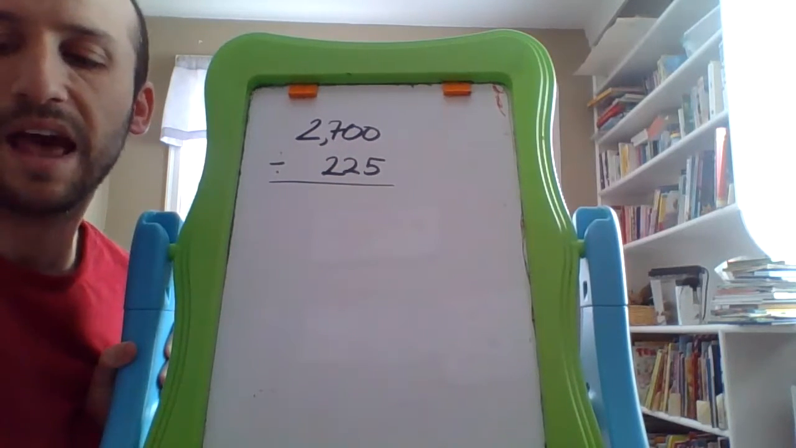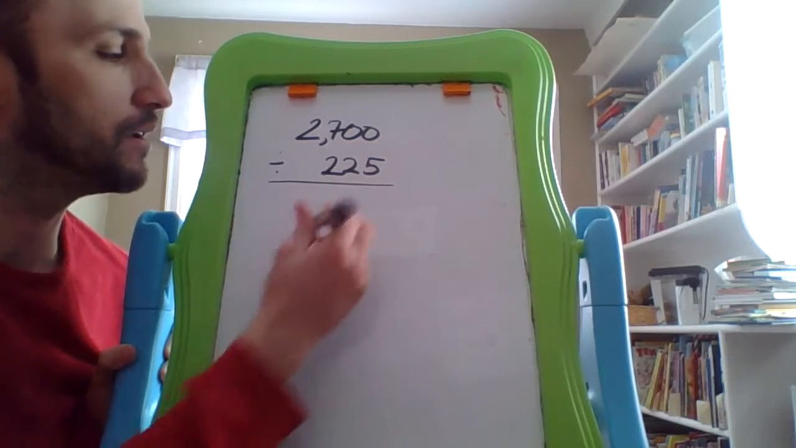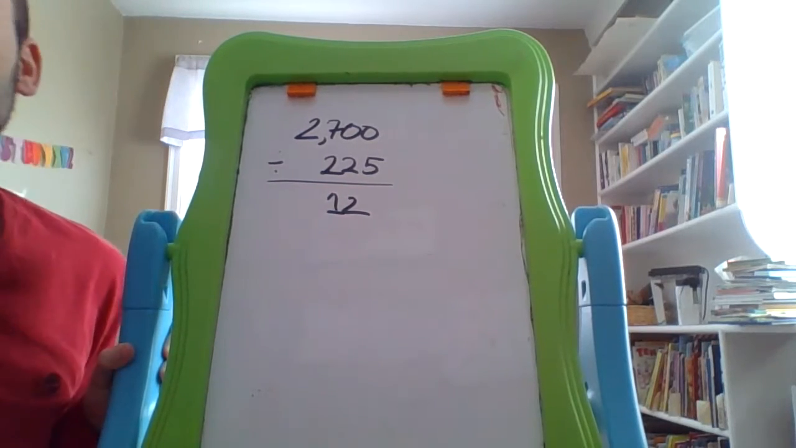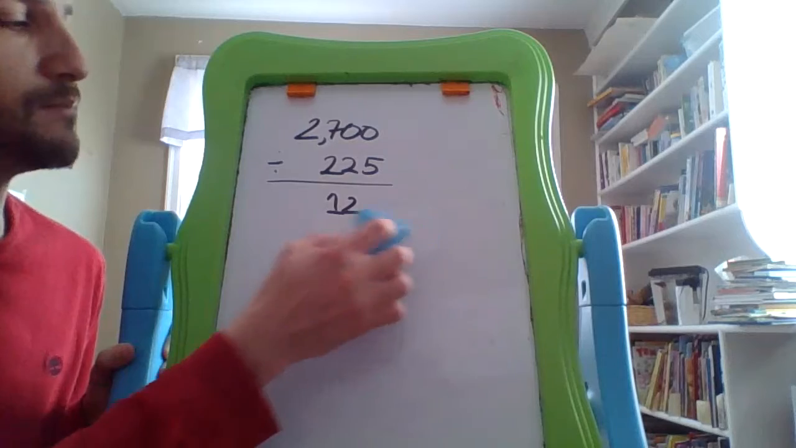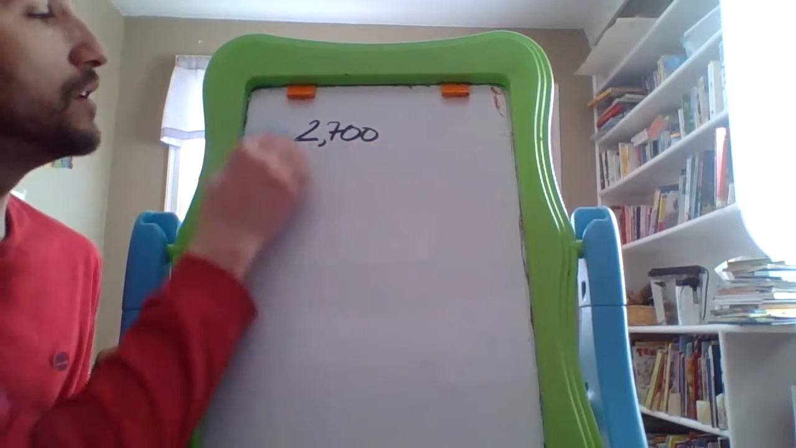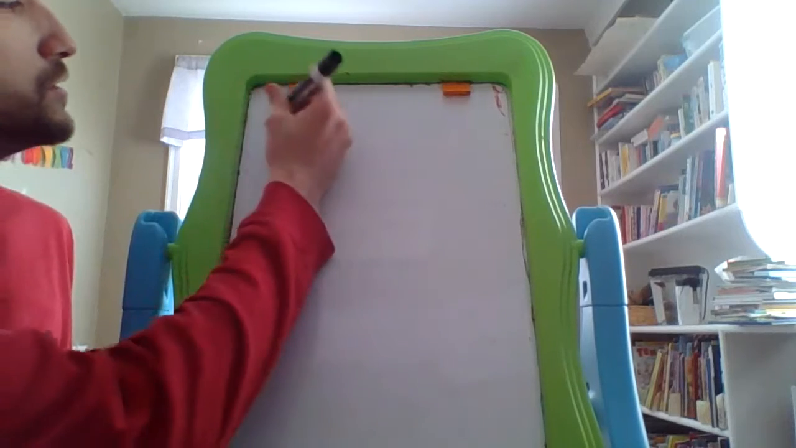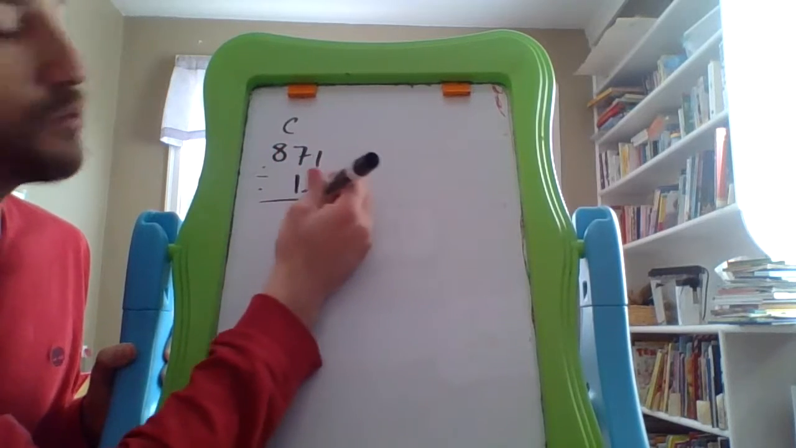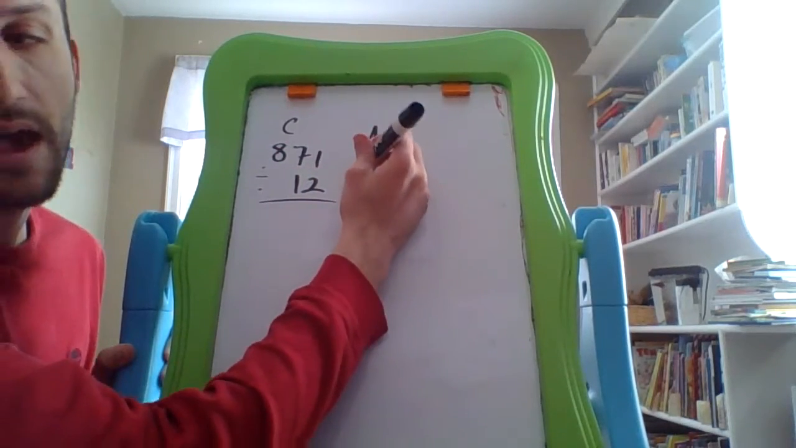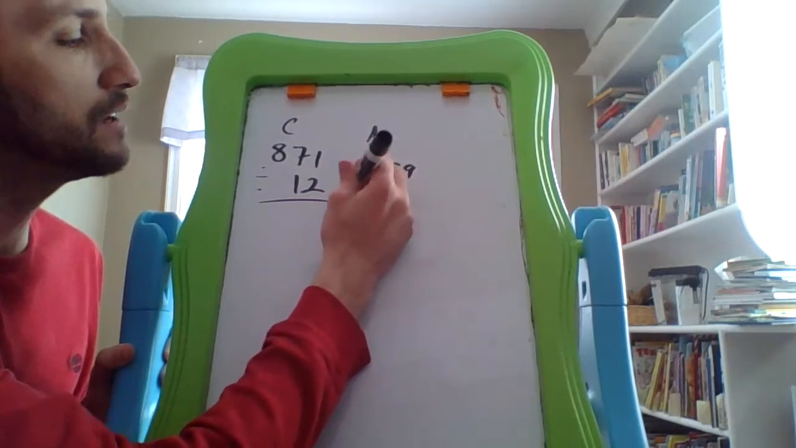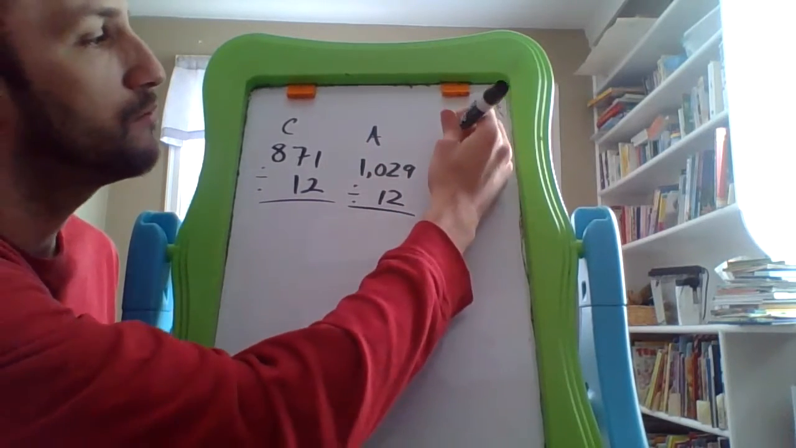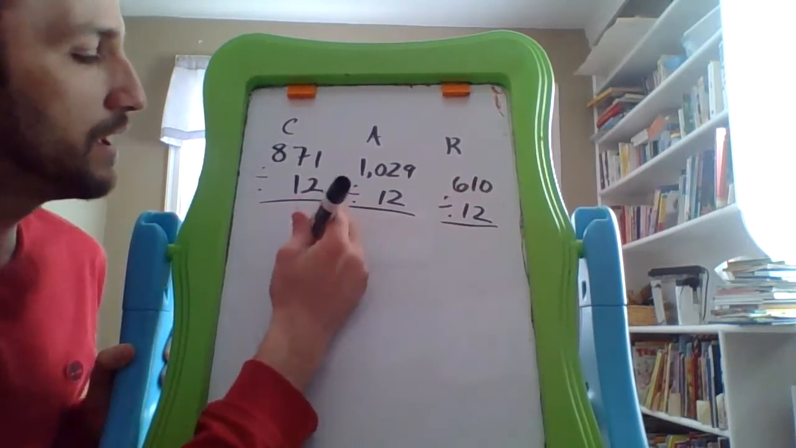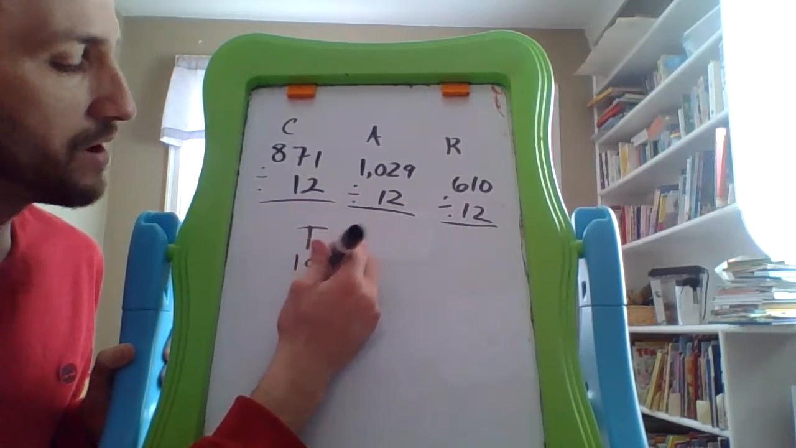So if we divide that, we're going to get our divisor that we're going to be using for the Hill-Huntington method, which is 12. Now what you need to do is take the volunteering minutes and divide them all by 12. Charles had 871 divided by 12, and Amy had 1,029 divided by 12, and Rosa had 610 divided by 12, and Terry had 190 divided by 12.